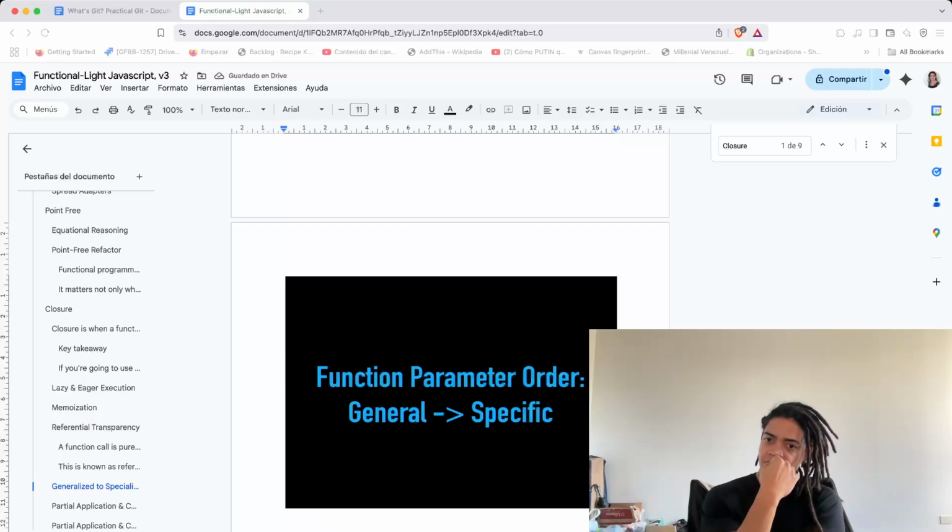In terms of our Ajax function, there are 2 techniques for how we could specialize it. One of those techniques is called partial application.